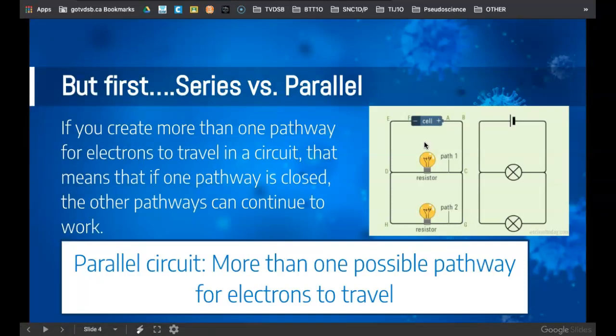In a parallel circuit, there's more than one way for an electron to get from the negative to the positive. So if you look at this example, the electrons will come out of here, and then they hit this point D, and then there's actually two possible ways for them to go. Now, it's not like an electron has a brain. They're not going to actually think, okay, I want to go this way, or I want to go this way.